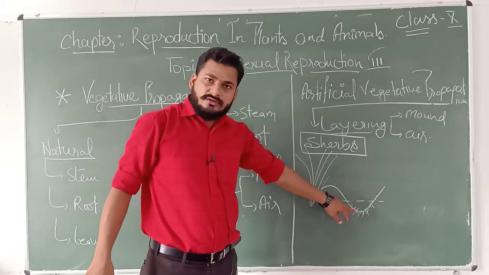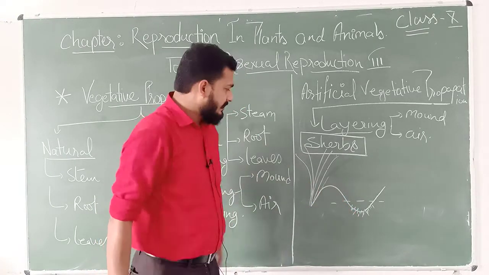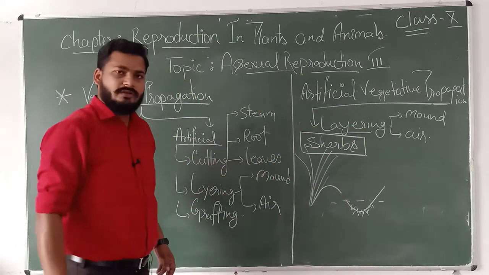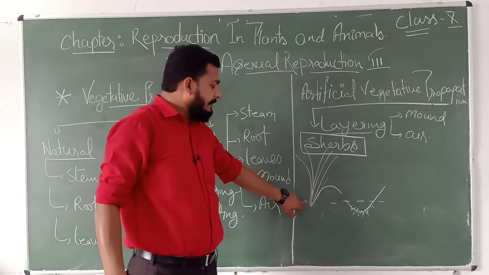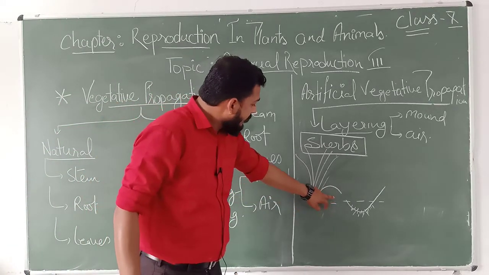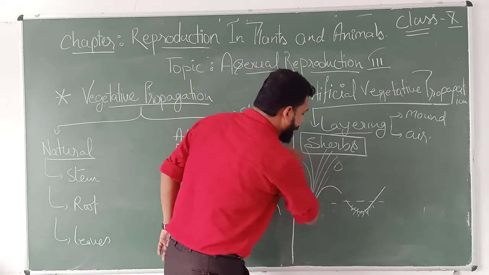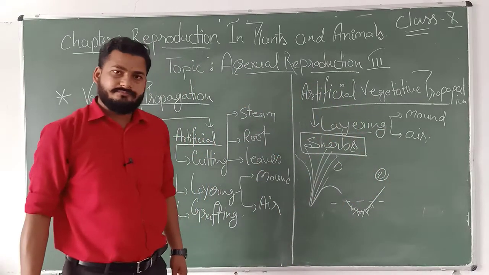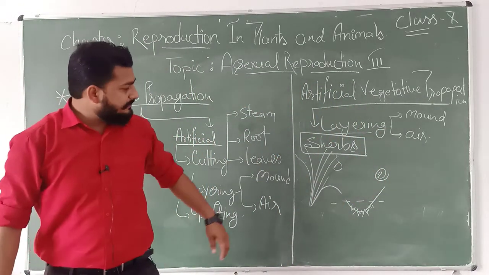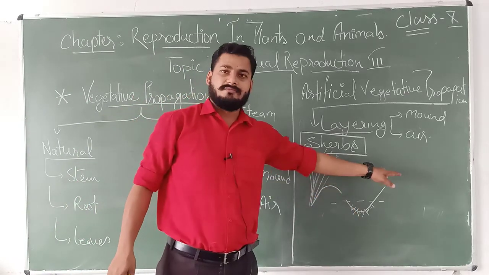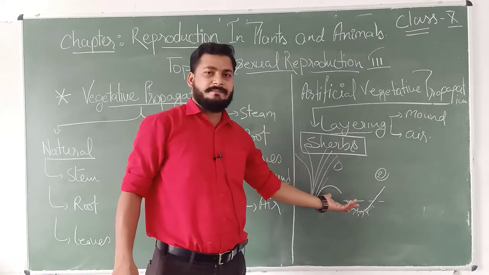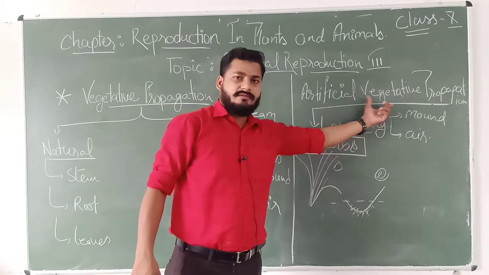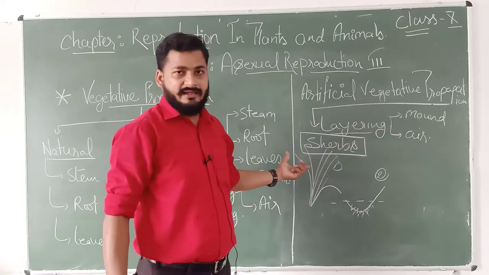And once the roots start to grow at this position, what can we do? We can now detach the main plant. So what happened is, we have detached this plant. This plant is now separate, and a new plant has been propagated by this means. And this is a simple technique of artificial vegetative propagation by layering, by mound layering.